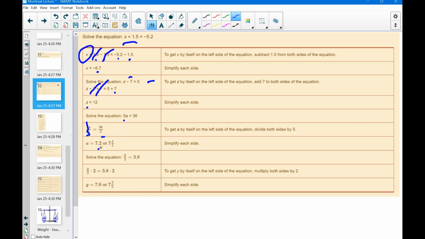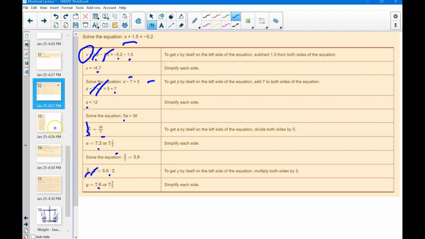Okay, and then for example, the next one we have, solve the equation. So if I want to get the y by itself, I can multiply both sides by 2. Multiplying by 2 on both sides, you see what happens? This side, the 2s will cancel. And I have 2 times 3.8 on the other side. And that's going to give us 7.6.